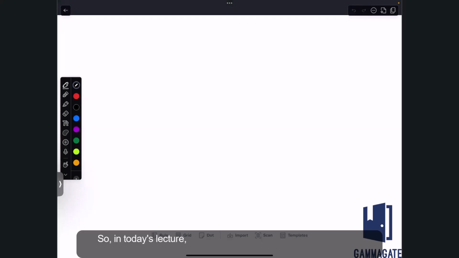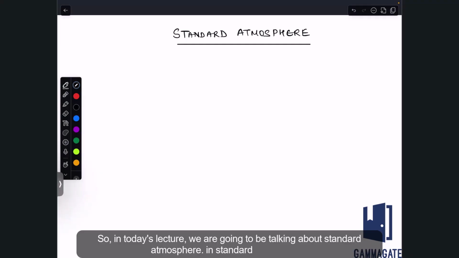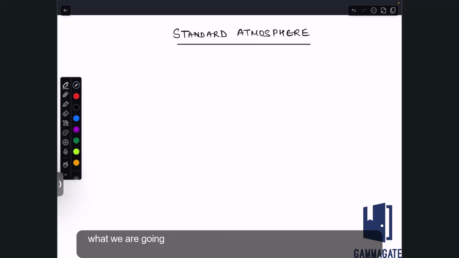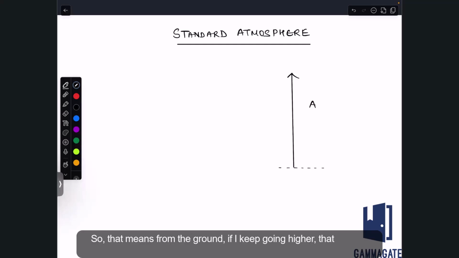So, in today's lecture, we are going to be talking about standard atmosphere. In standard atmosphere, what we are going to be seeing is what happens to certain values or functions as we go higher. That means from the ground, if I keep going higher, that is, if my altitude is increasing, what will happen to pressure, density, and temperature?